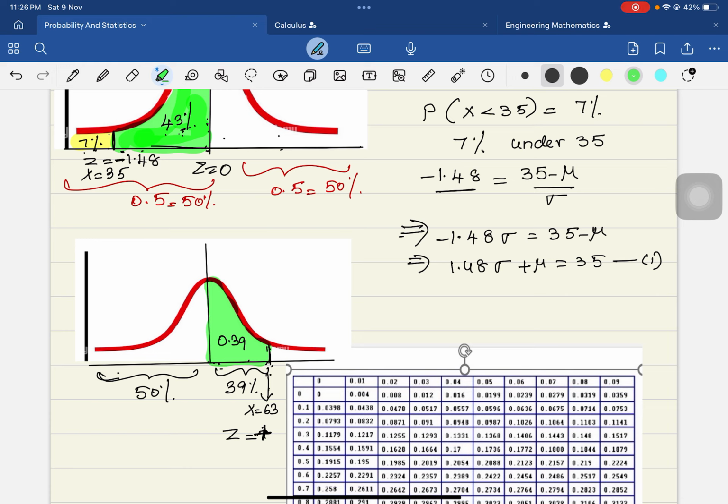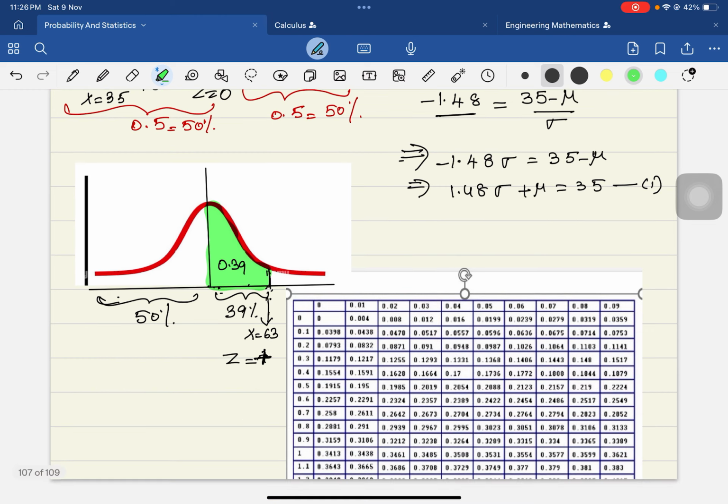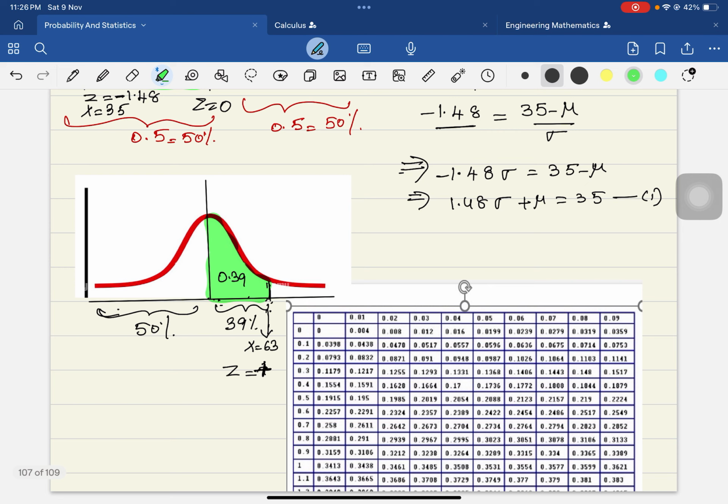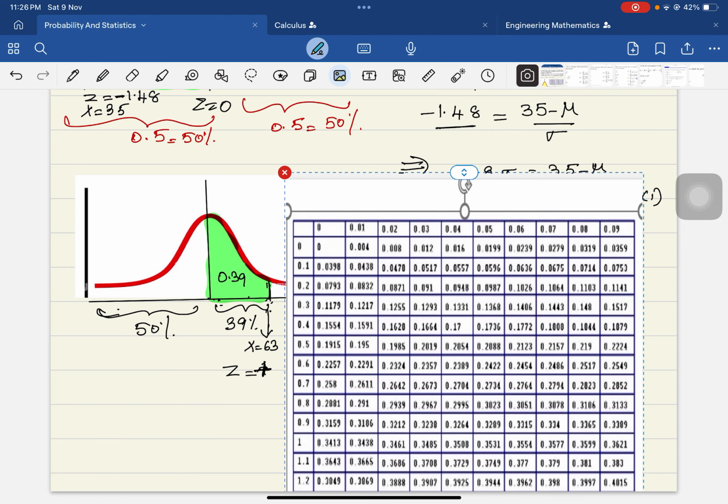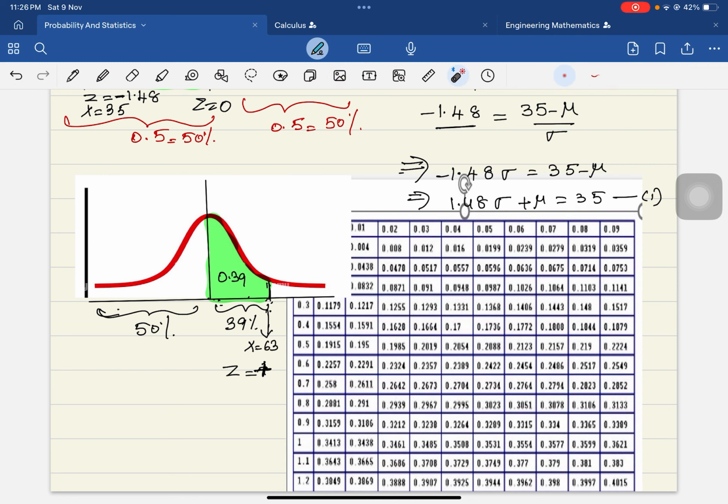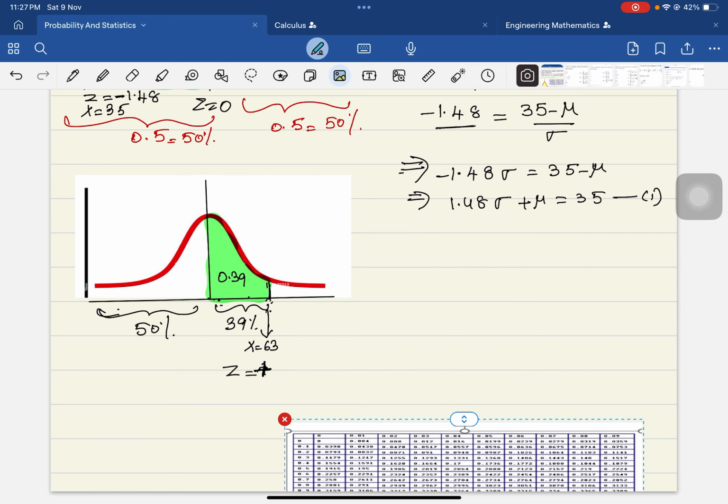So now, 89% under 63 means, let us see the positive value. What is that? 0.39 we have to check. 0.39. Where is it? Let us see. 0.39 is somewhere here. 0.3907 is corresponding to 1.23. So we can write this as the equation now.